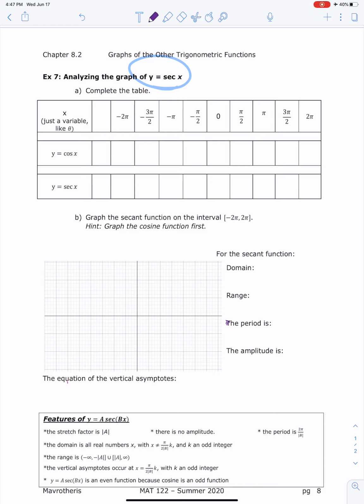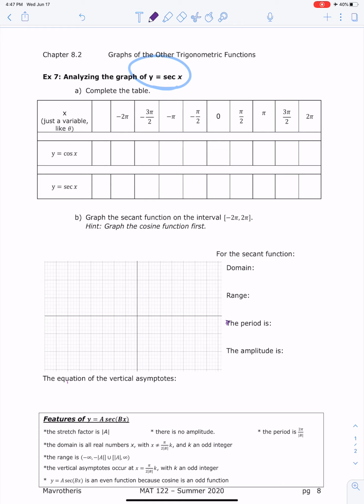8.2 notes, graph of the other trigonometric functions. This is page 8. If you take a look at the notes, this is also page 7, so don't stress out if the numbering's off. For some reason, this page got copied twice. And so here's your super fancy recording with sound.